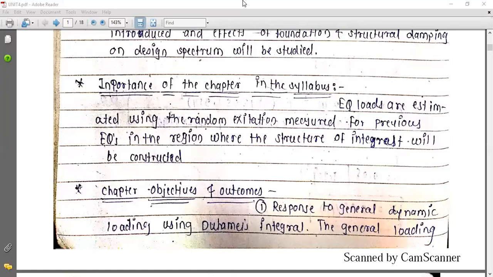In this unit number 4, we have seen the syllabus of this unit, the central idea of the chapter and the importance of the chapter. Now we'll see the chapter objective and outcomes, and we'll go towards point number 1. So write down this point: chapter objective and outcomes.